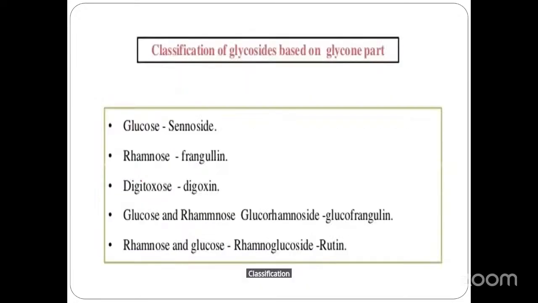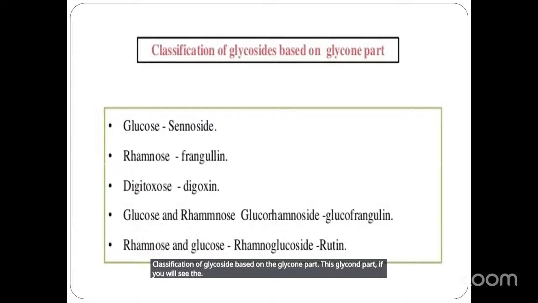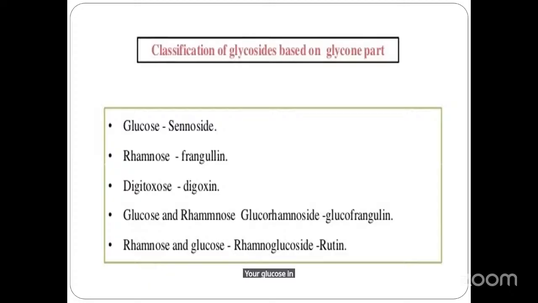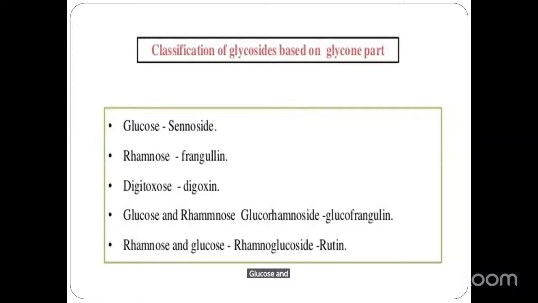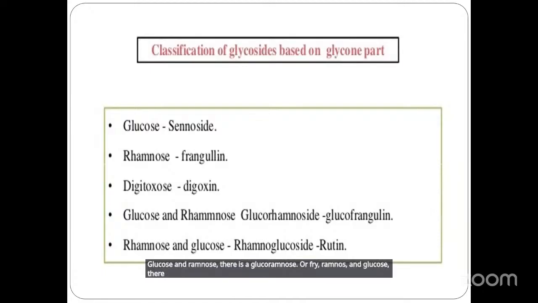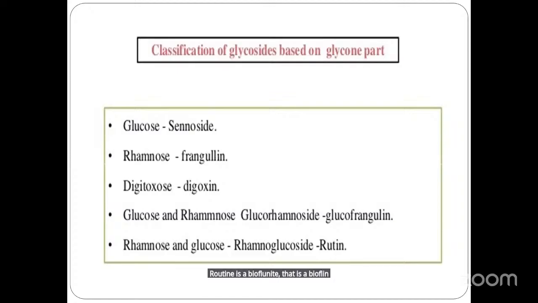Classification of glycosides based on the glycone part. If the glycone part is glucose, there is sennoside, right? Next part is rhamnose. There is rhamnose, frangulin, digitoxose, digoxin, glucose and rhamnose. There is glucorhamnose or frangulin, rhamnose and glucose. There is rhamnoglucoside, which means rutin. Rutin is a bioflavonoid that on hydrolysis gives quercetin plus rhamnose plus glucose, right?